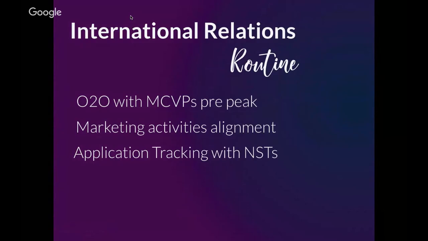First thing is, of course, a one-to-one with MCVPs pre-peak, meaning that this is peak of attraction, because we want to first align our attraction activities, what's going to be our routine, what's going to be our conversion rates, process time, and so on, and selection process of each entity, so we can ensure a more customer-oriented and customer-centric sales process to our EPs. And of course, marketing activities alignment with the entity partner, and then application tracking with NSTs.